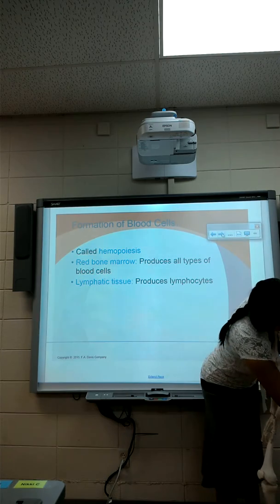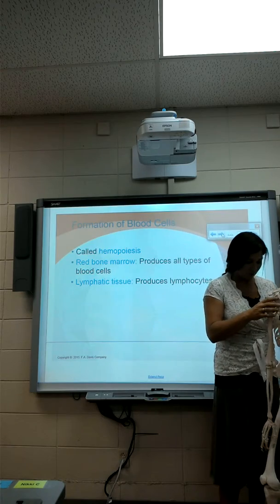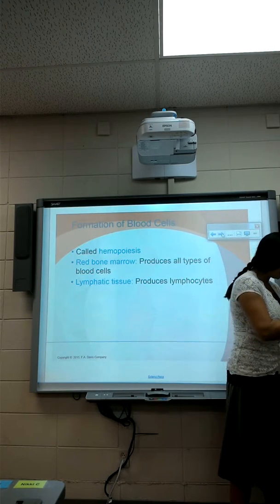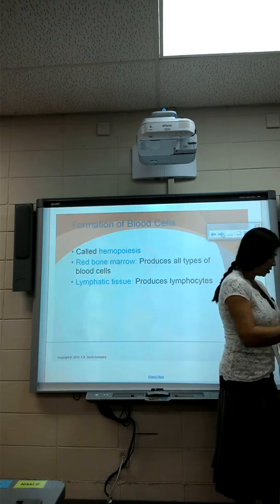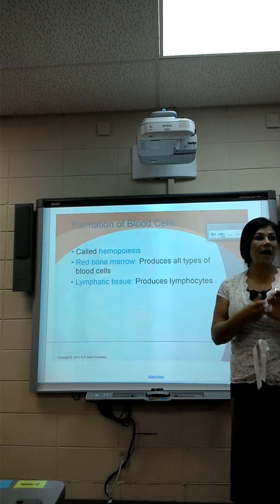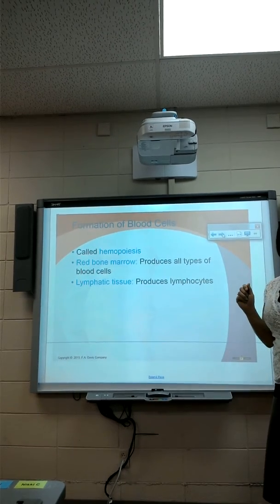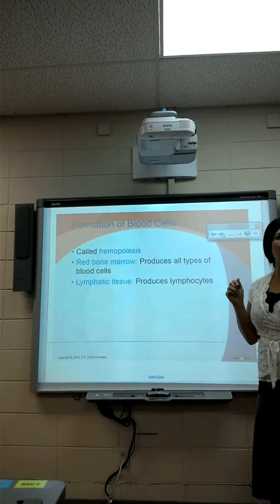We're going to learn more about our bone marrow when we get into the skeletal system. But remember, red bone marrow is what makes red blood cells, or erythrocytes. How do they take that out of there? They aspirate it with a really big needle. It used to be very painful, but it's a better, quicker procedure now.